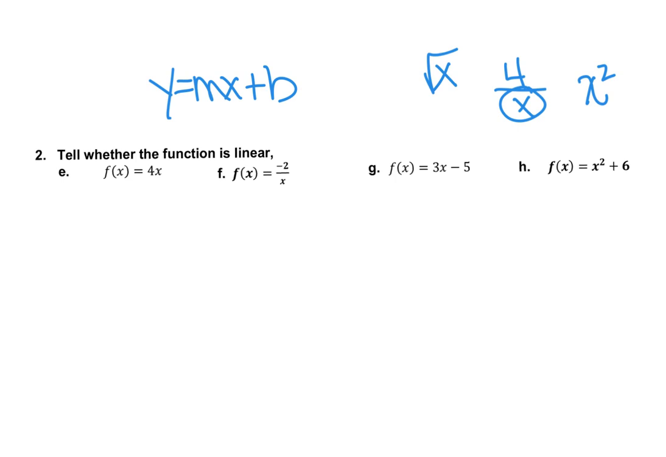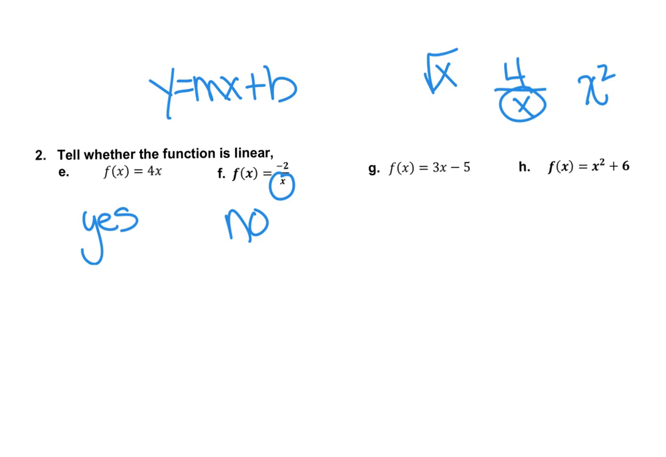So let's take a look then at letter E. It says the f of x is equal to 4x. This is one of those that is a direct variation equation. It's going through the origin, and so this is yes. The rate of change would be 4, and the y-intercept there would be 0. Letter F, we have the f of x is equal to -2 all over x. And remember what we said, if that variable or the x goes to the bottom of the fraction, it is not going to be linear, so this would be no.